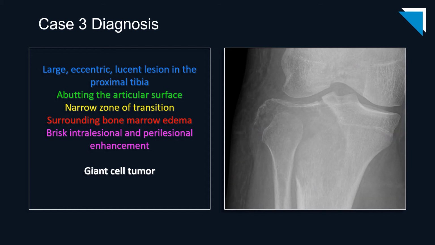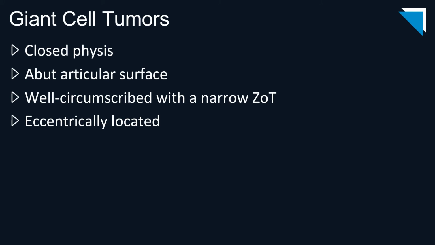These lesions are susceptible to pathologic fracture, and you can see on this follow-up plain radiograph there is a cortical step-off at the level of the articular surface consistent with pathologic fracture. We may not encounter these lesions as often as some of the other bread-and-butter emergency radiology cases, but we're all familiar with the findings from residency. The physis must be closed, the lesions abut the articular surface in almost all cases. They are well circumscribed with a narrow zone of transition, and they are eccentrically located.